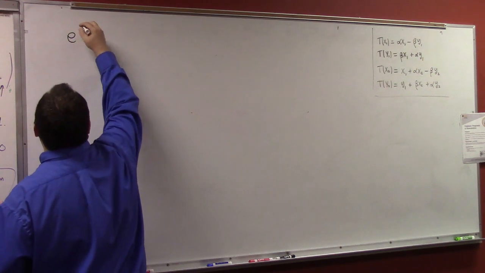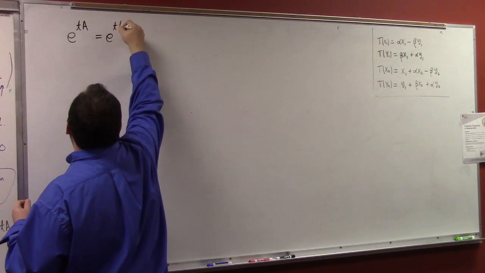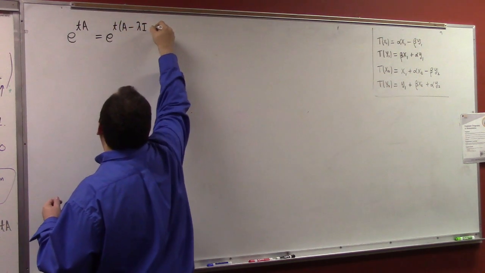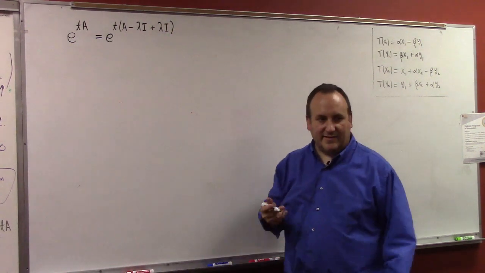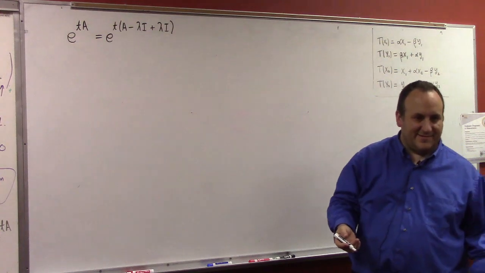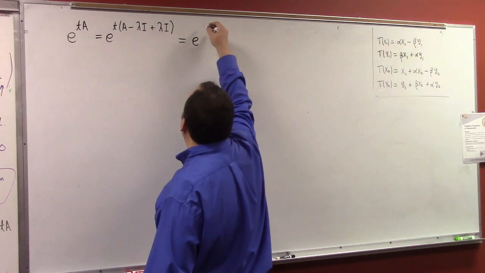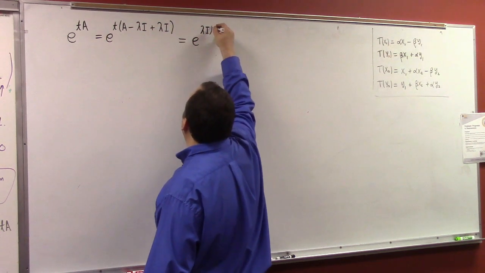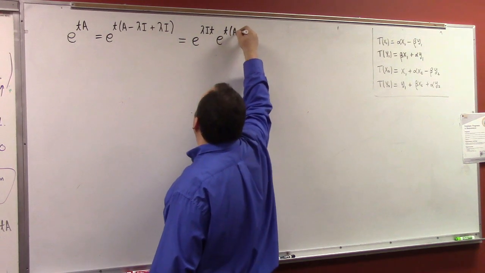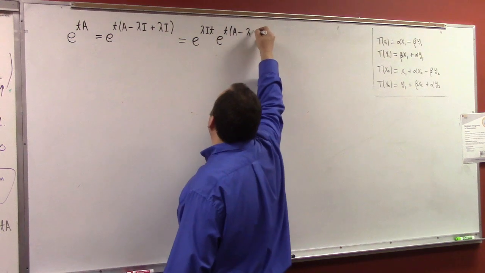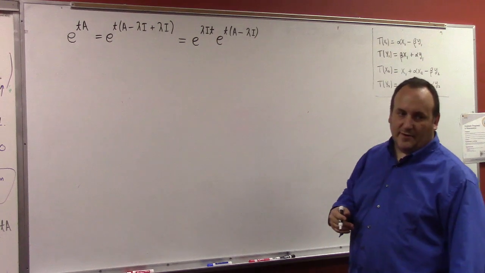So here it goes. e^(tA) is equal to e^(t(A − λI) + λI). So I first of all add 0. Next, I use a property of the matrix exponential, which probably you should work out and understand more. But we're just going to have to leave some of those details on the table here. But that's a property of the matrix exponential.